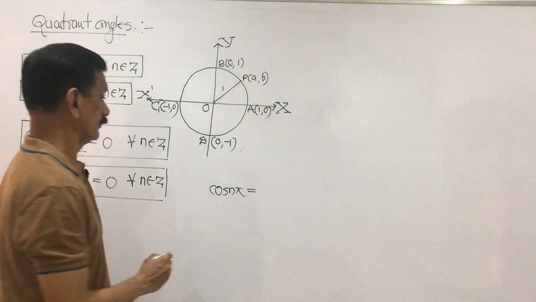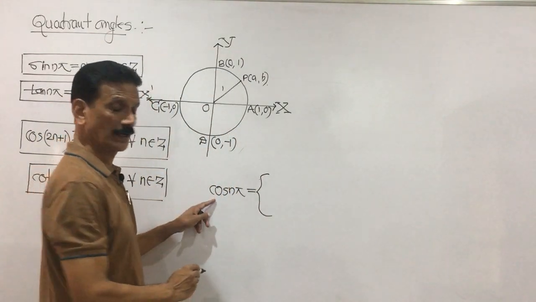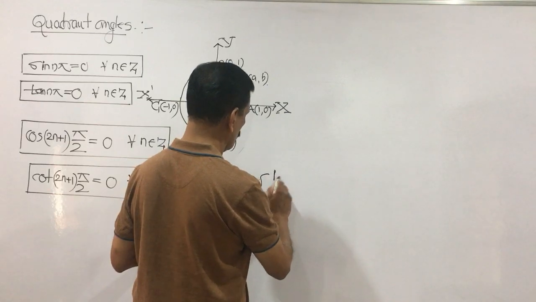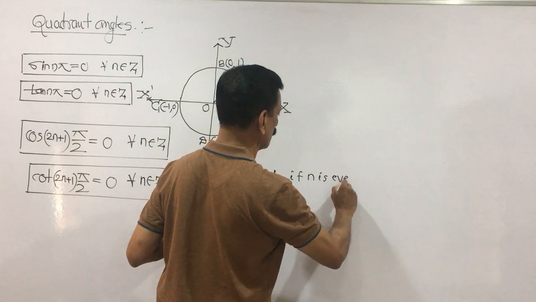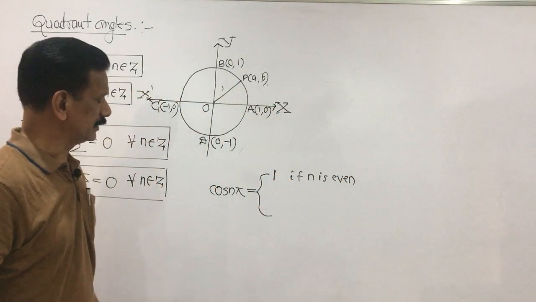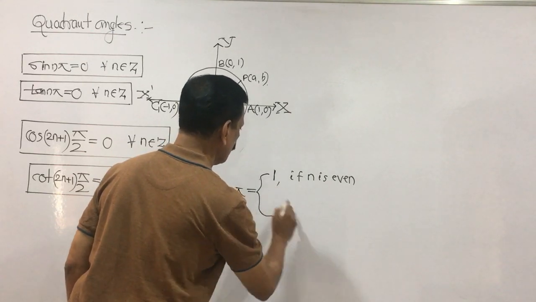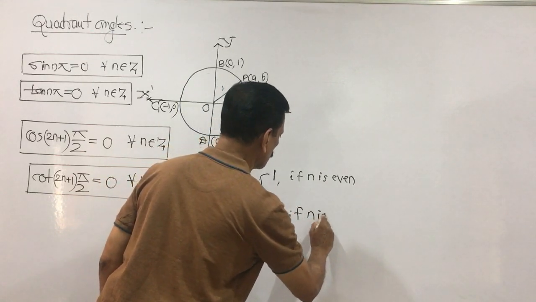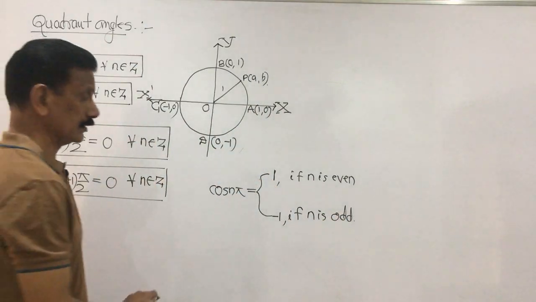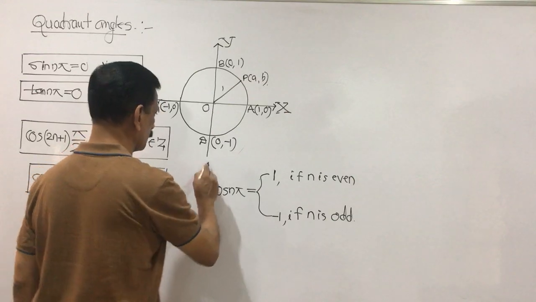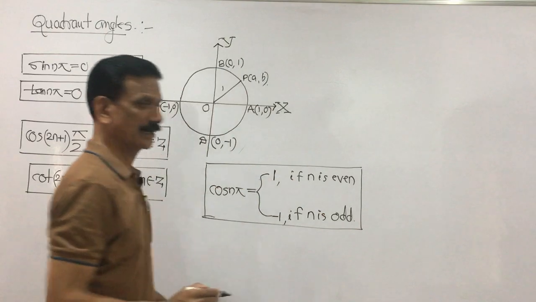Here we classify it into 2. First, cos of n pi is 1 if n is an even integer, and it is minus 1 if n is an odd integer. Remember, this is very important, my dear friends. When you come across all these things, you can easily calculate the value.